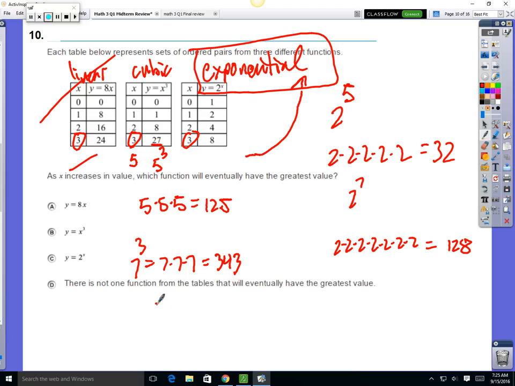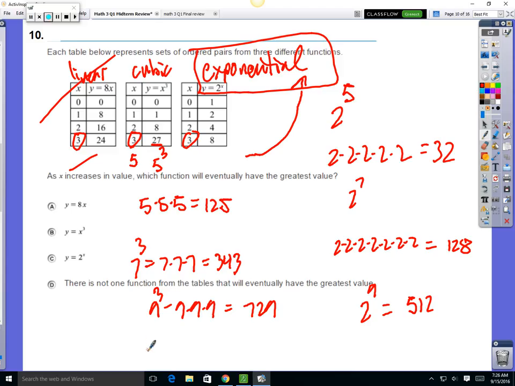Let's try 9. What's 9 cubed? What's 9 times 9 times 9? 9 cubed. Ooh, that's 729. So 2 to the 9th. Let's see what that takes to. Ooh, we're getting closer. 2 to the 9th is 512. So maybe it catches it on 10.